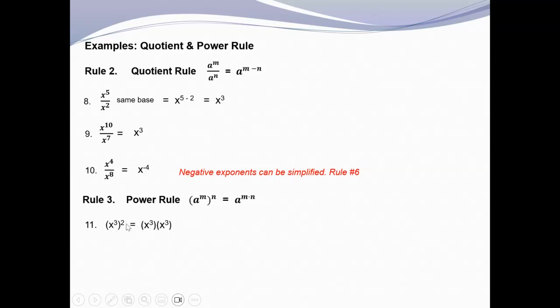Well, let me show you why it's better to use a rule, okay? Because x cubed squared is the same thing as x cubed times x cubed, right? Which is the same thing as x times x times x and x times x times x, which will give us x to the 6th power. But by applying the rule, it'll just be x to the 3rd squared, which will give us x to the 6th power.